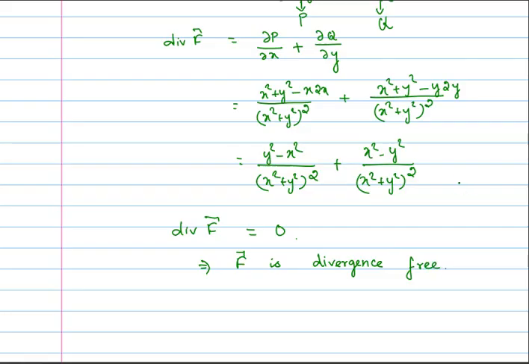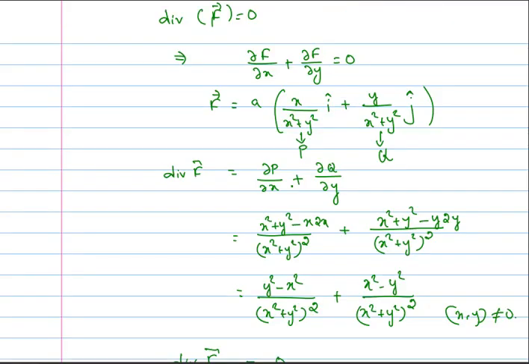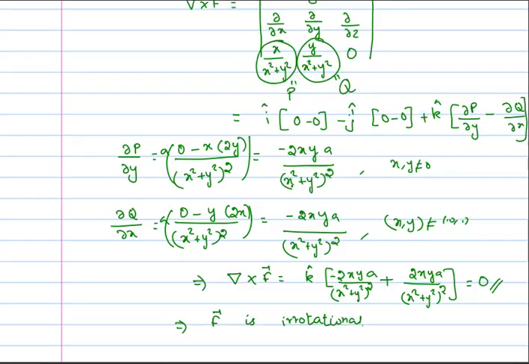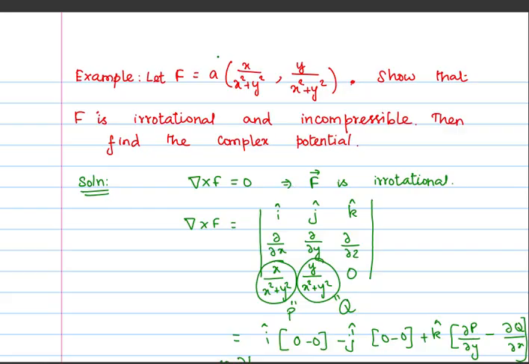So clearly you assume that x comma y is not equal to 0. Then only these are all valid. Fine. This is the first part, I will complete it. First I want to show that F is irrotational and incompressible. So both I have done.